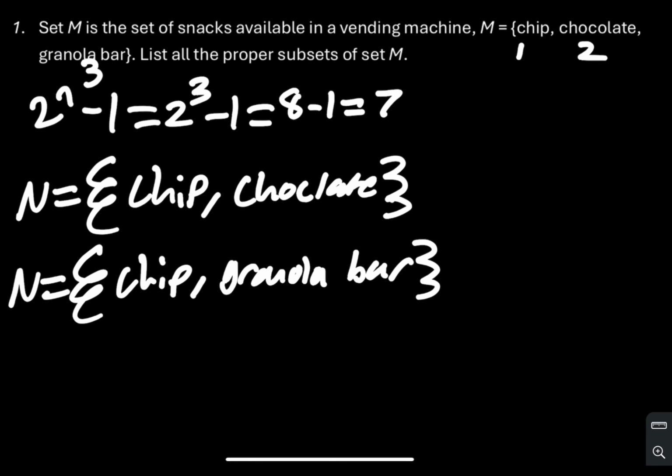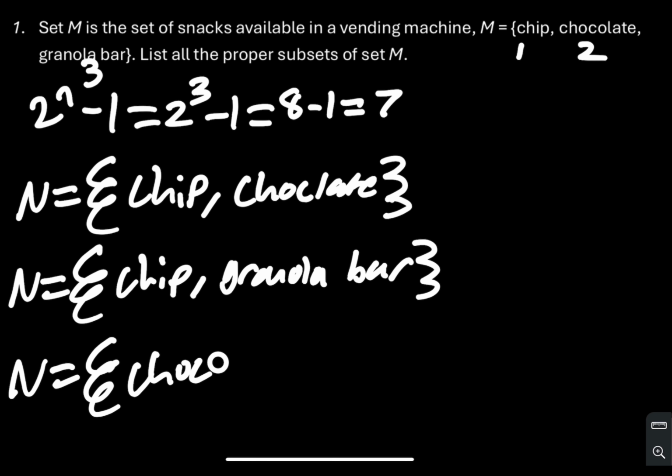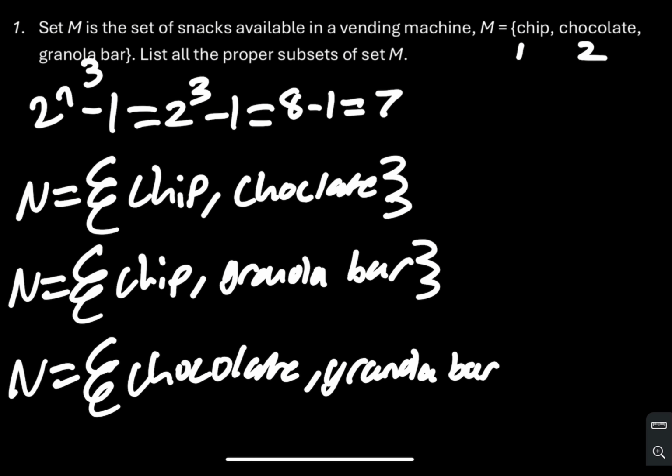So next, we need to do the other combination. We need to have chocolate and granola bars in the same set. So we have N, and we have chocolate, so that's 3 we have.